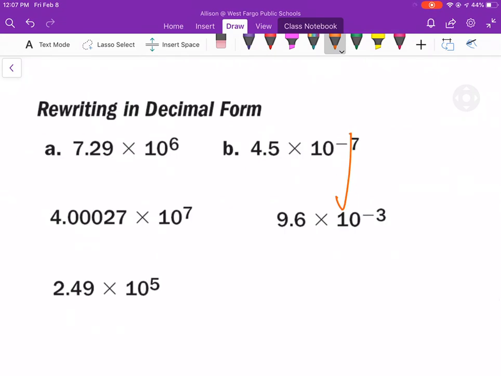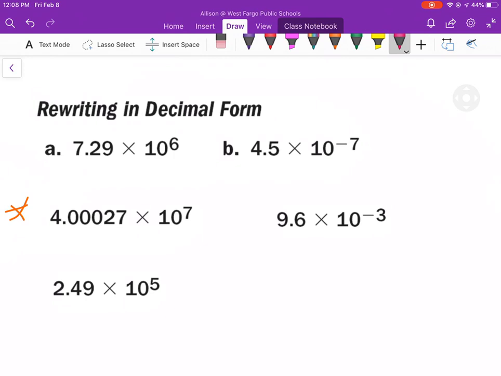Going backwards then, doing it the other way, I'm just going to do a couple of these. Like number 4 here, I have 4.00027 times 10 to the 7th. So notice how there's some extra zeros in here and then 27. So 27 were significant digits, so you have to include those in the scientific notation.